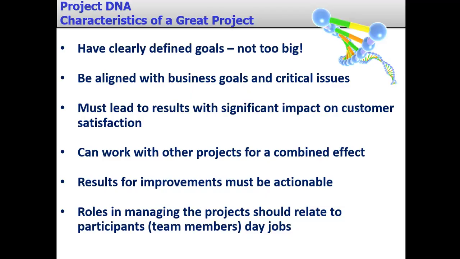If there are two Six Sigma projects, then the teams need to be aligned with the resources and the combined effect. So things need to kind of fall into a harmony. Results for improvements must be actionable. And roles in managing the project should relate to the participants, the team players, and key jobs should not wear too many hats or be out of your expertise field, etc.